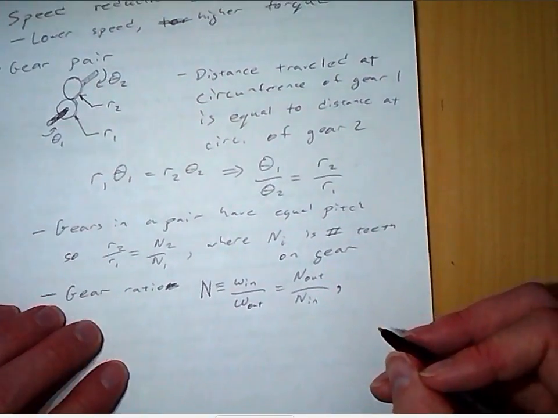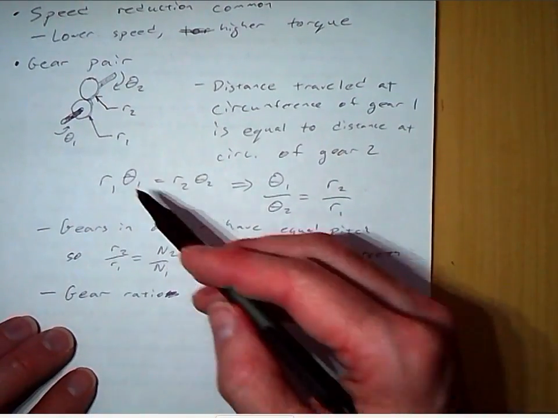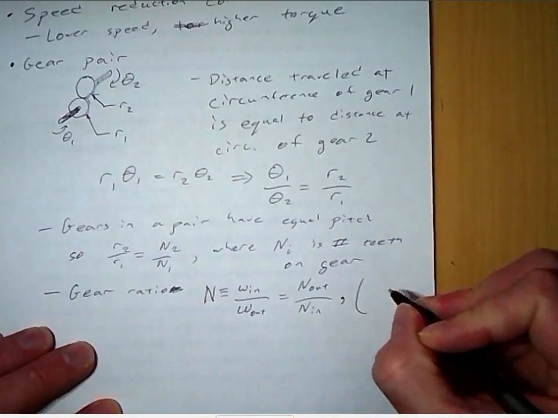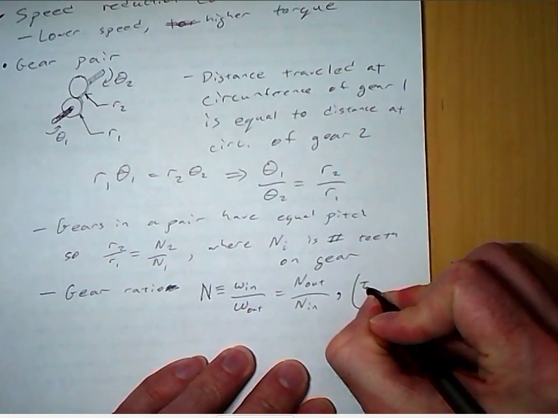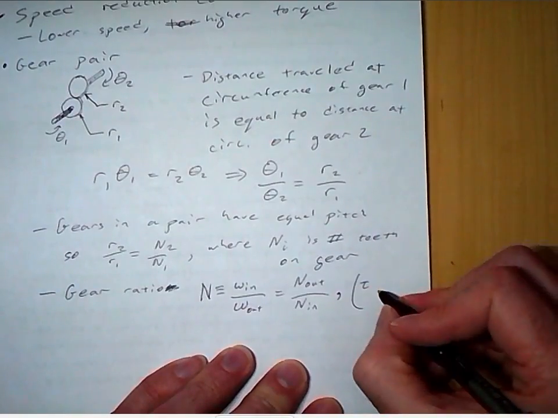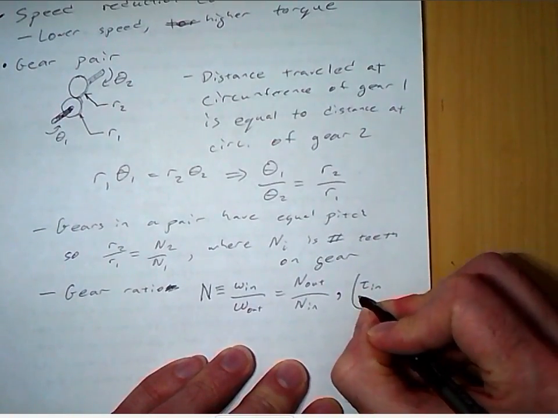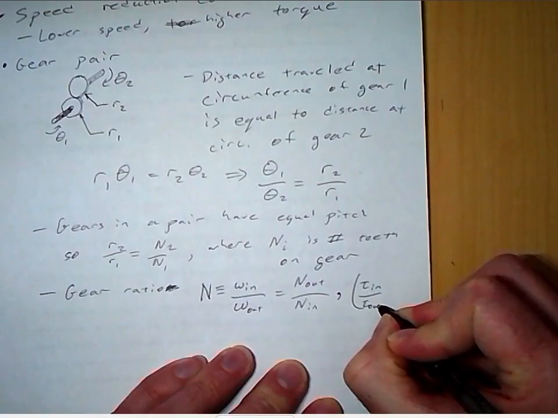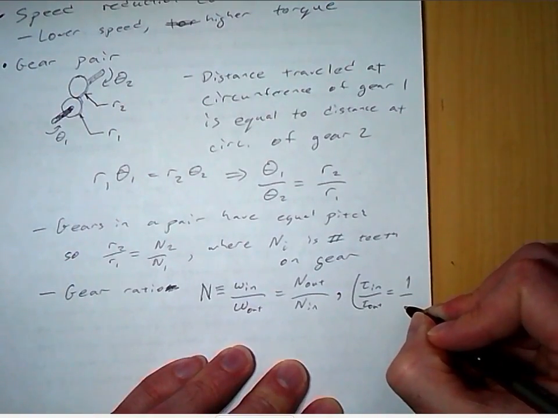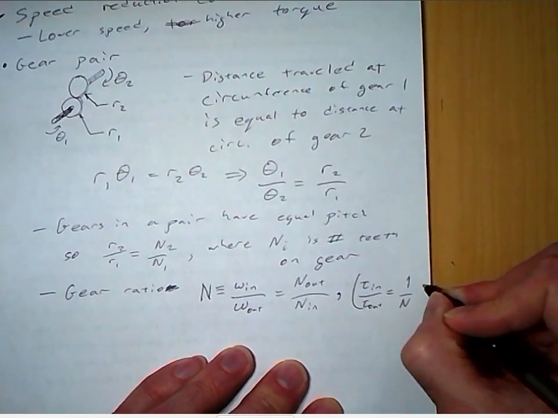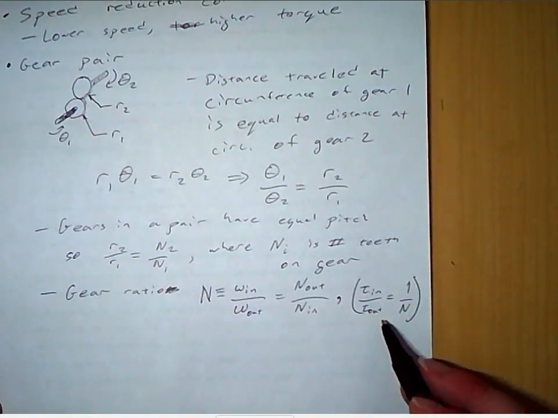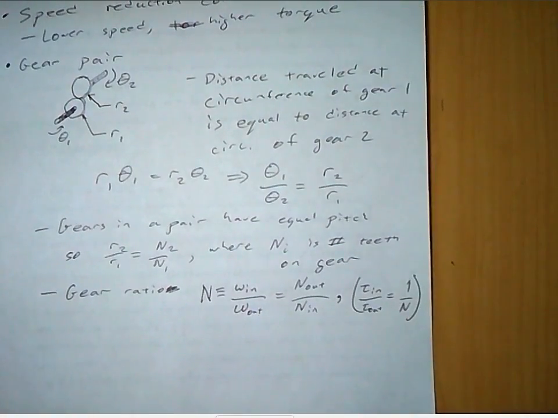One thing to note, because the power in is equal to the power out for an ideal gear pair, and since the power is a product of speed and torque, angular velocity and torque, then the input torque over the output torque is equal to 1 over the gear ratio. So speed in over speed out is equal to the gear ratio, but torque in over torque out is 1 over the gear ratio.